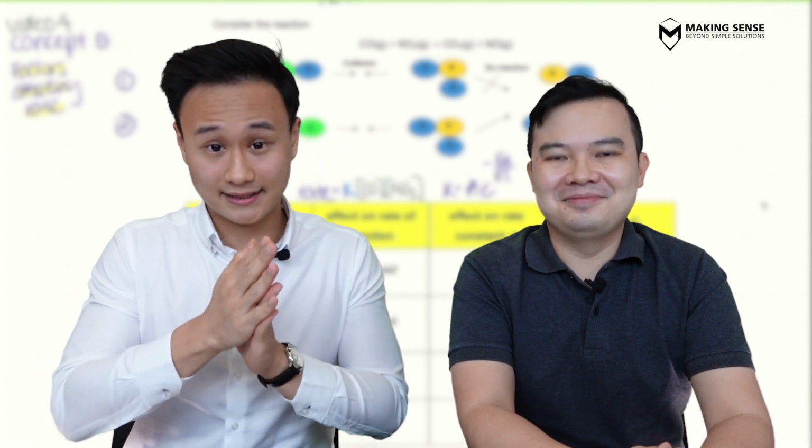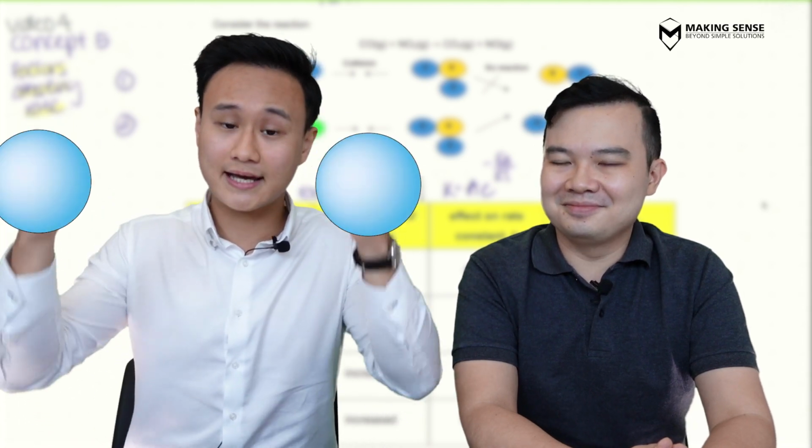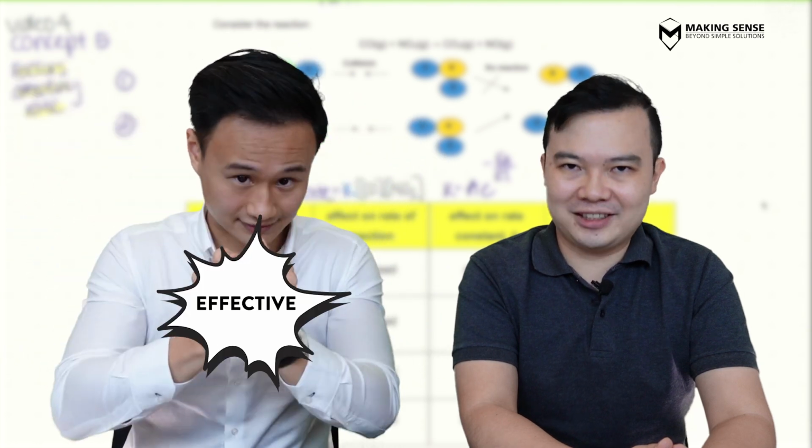Alright. So in today's video, we're going to learn what the factors are that actually affect rate. Just to remind you what we learned in Sec 4, for two reactant particles to react correctly, the collision needs to be effective. Now Mr. Long, run me through the conditions.